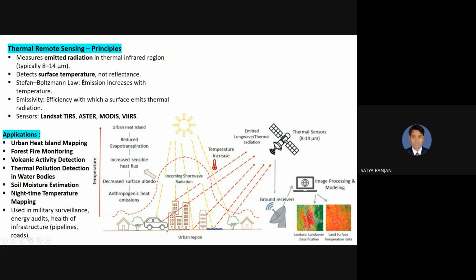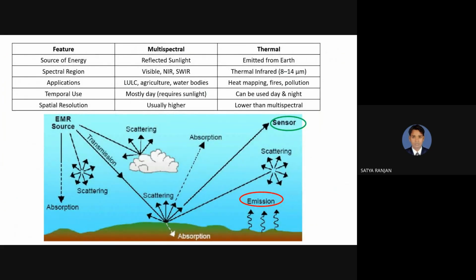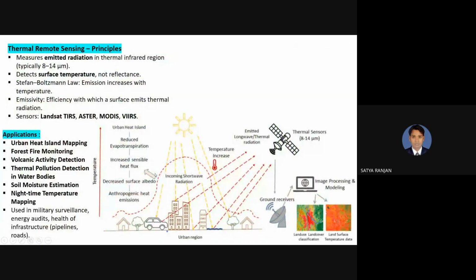So we detect surface temperature, not reflectance. It is not a reflectance, it is an emission. Reflectance is a different thing. There is a reflection, but emission is different. It is the emission from the Earth's surface. And by the Stefan-Boltzmann law, emission increases with temperature. So this is the law, and based on this law, these sensors are used.